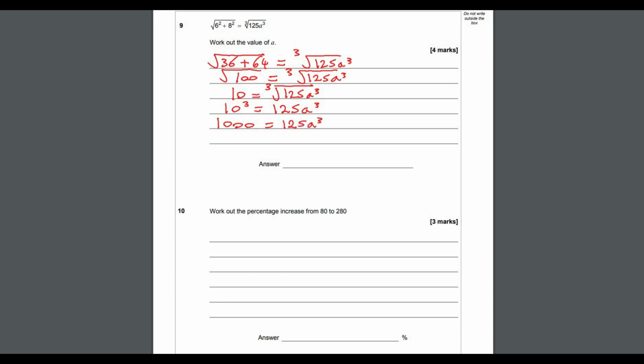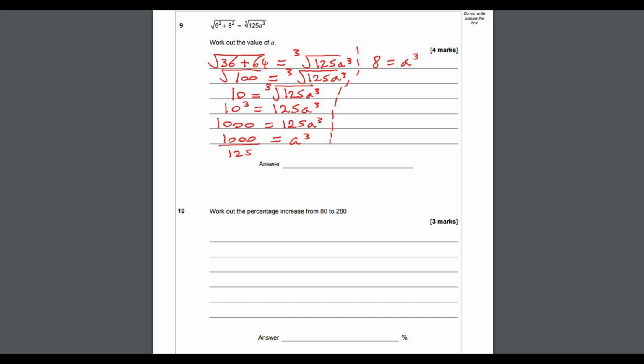125a cubed. Now we'll just divide both sides of the equation by 125 because I want to get rid of this 125 in front of my a cubed. So I'll divide 1,000 by 125, which equals a cubed. I'll go on the other side now. So 1,000 divided by 125 is 8. So 8 equals a cubed.